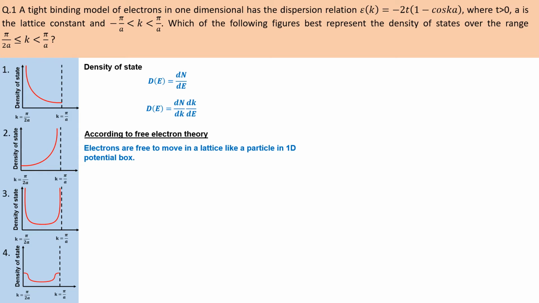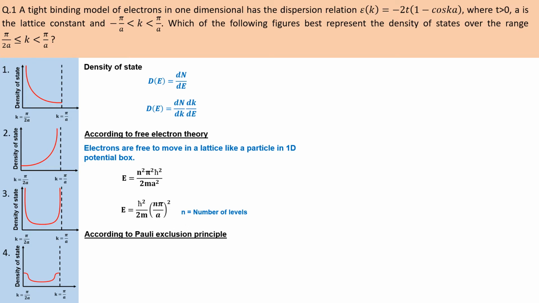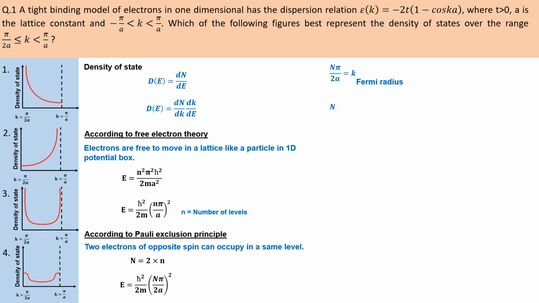Therefore, according to this theory, the energy of electrons in the lattice is given by this relation, where n is the number of energy levels. Since electrons are fermions, two electrons with opposite spin can occupy one level, meaning a total of 2n electrons can occupy n energy levels. Substituting this in the relation for energy and rearranging, n pi upon 2a is called the Fermi radius. Rearranging and differentiating with respect to k, we get the value of dN by dk as 2a by pi.